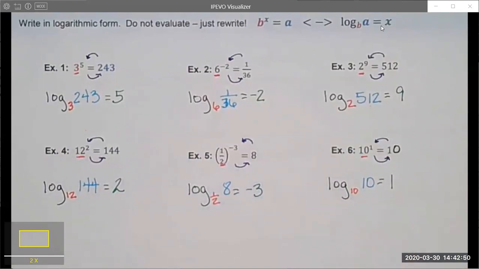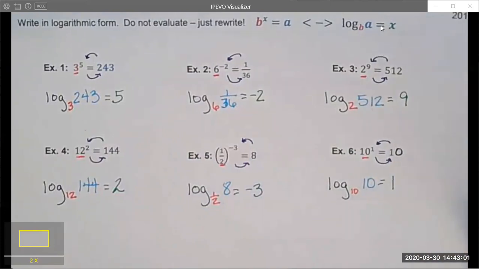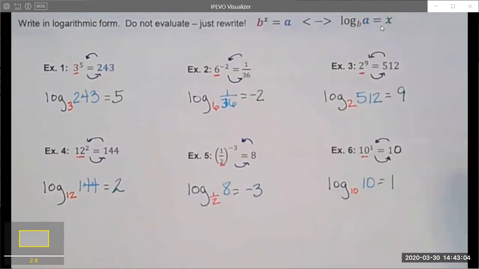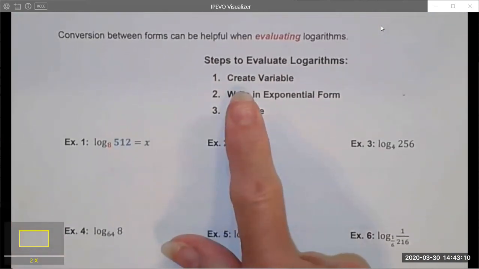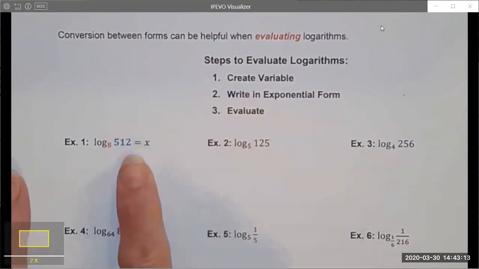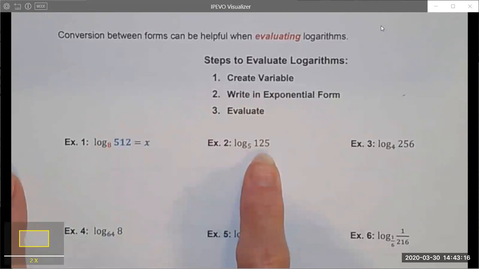This alone, however, is not going to be quite enough for us to continue working with logs. The next thing we need to do is figure out how to evaluate them. So if I give you a log, could you figure out what an x value would be to give you a particular log value? So let's talk about what those steps are. First thing I need to do is create a variable. In example 1, I've done that for you. In example 2, you'll notice there's no variable, so we'll have to create one. The second thing we do is write these in exponential form, and then we can evaluate either using a calculator or by doing it by hand. We can evaluate and find the value of x.